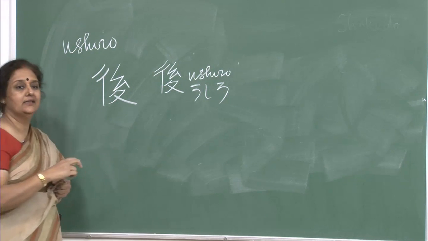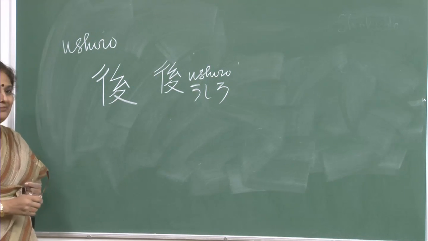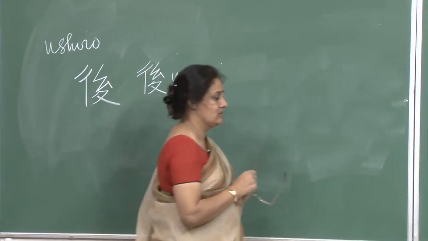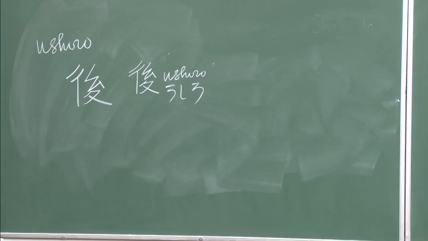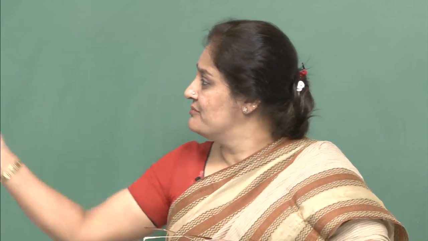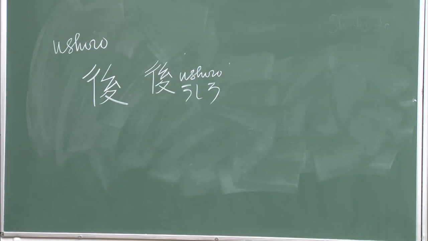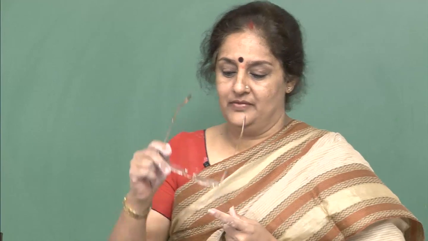Ushiro. It has other meanings also, but for the time being, as we have done this word, just this one word, ushiro, we will try to remember it as ushiro. Also, if I am not mistaken, we have also done gogo, that is PM, meaning later. So you can also remember it as go. It's a 9-stroke character.